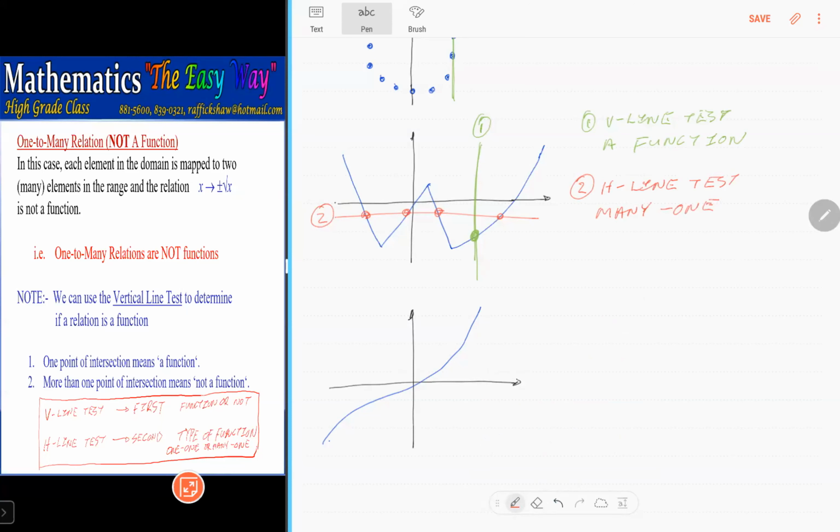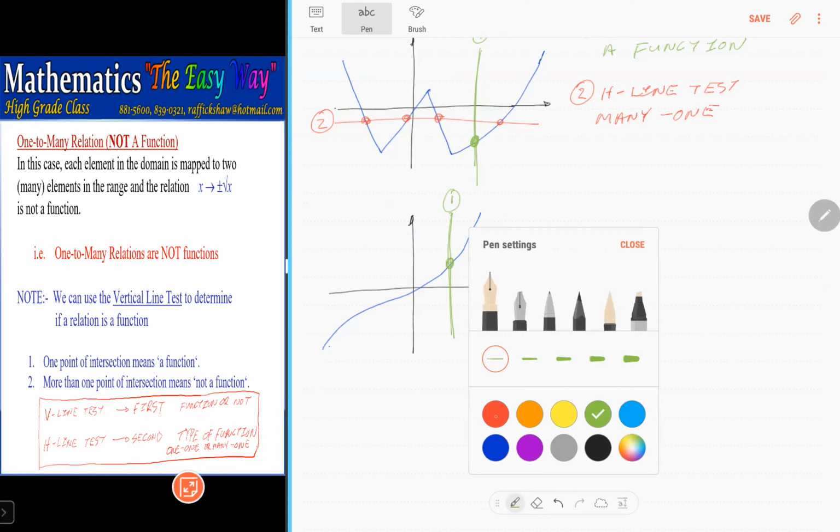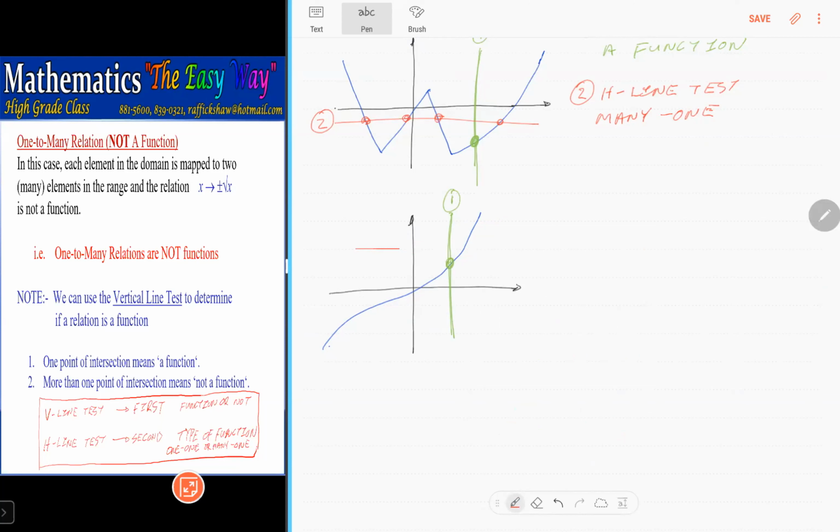Last one. Talk to me now, that curve. Function or not function? Function. What kind? One-to-one function. One-to-one. Beautiful. Nice and easy. Any vertical line I draw will intersect only once. And any horizontal line I draw will intersect only once. And so that's a one-to-one function.